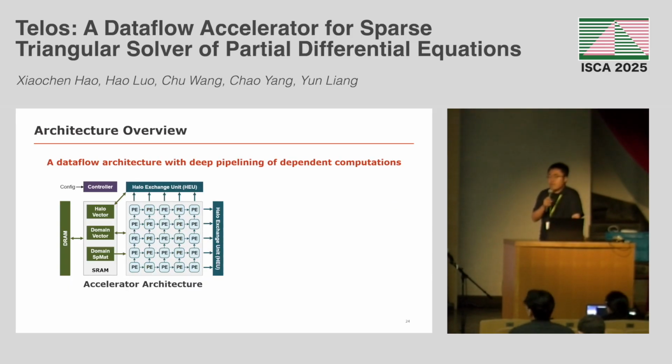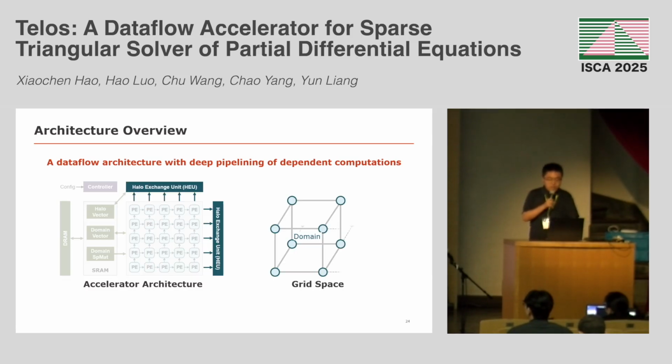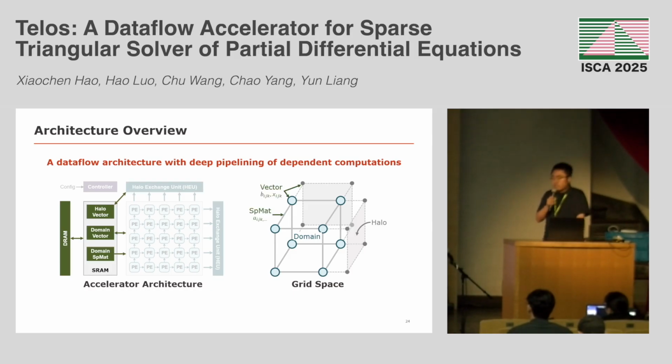Our architecture is built upon the proposed dataflow design. The PE array is responsible for a cube subdomain of the grid space. Some points outside of the domain also fall into the stencil. They are called halos, and we have a specialized unit to handle them. For memories, the vector buffers store the variables and the right-hand side, while the matrix buffer stores the coefficients. Finally, our architecture supports multiple patterns with the controller reading the corresponding configurations.